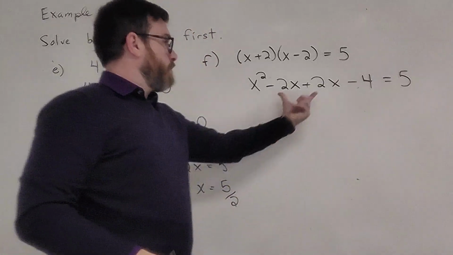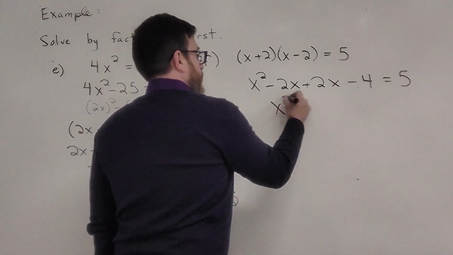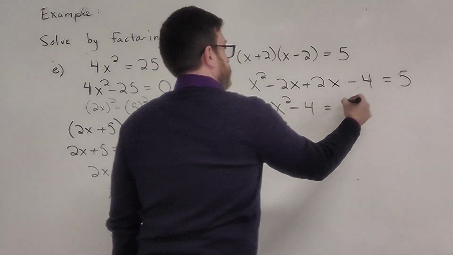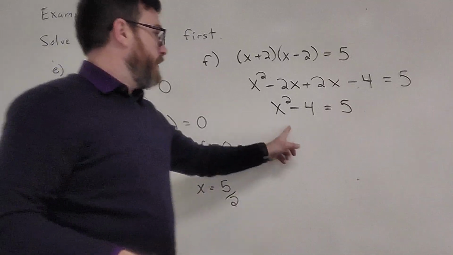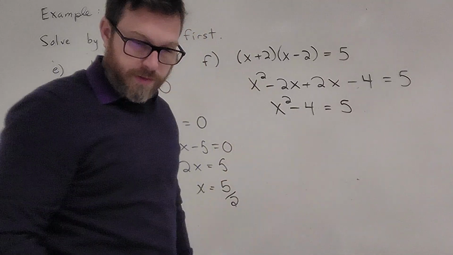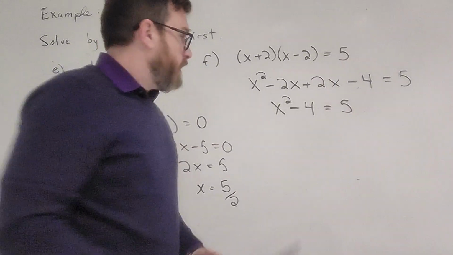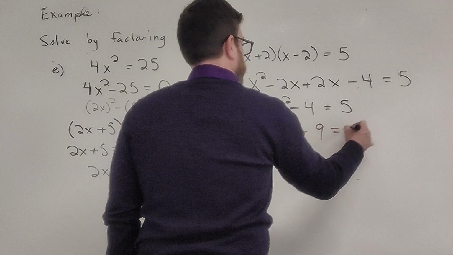Now combining like terms, I can see that these two things will cancel. So I'm going to have x squared minus 4 is equal to 5. And finally, this is going to be x squared minus 9 is equal to 5. Remember, it's quadratic. It's more useful if it's equal to 0. So we're going to have x squared minus 9 is equal to 0.